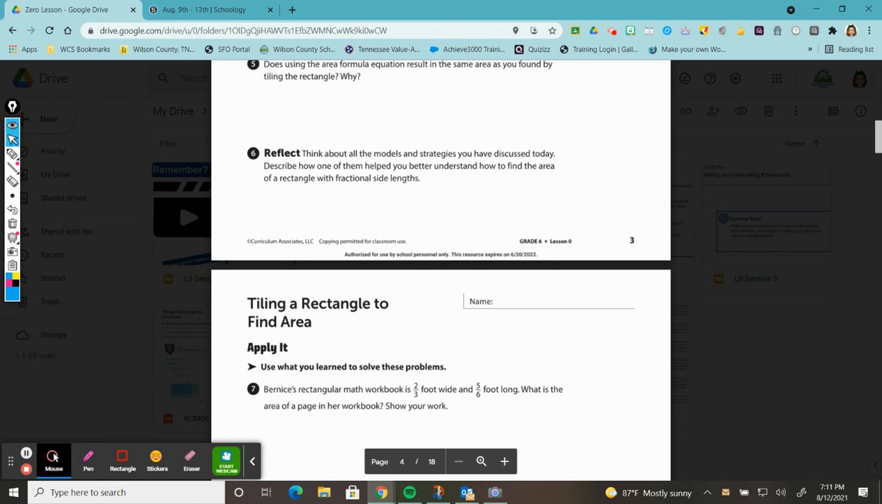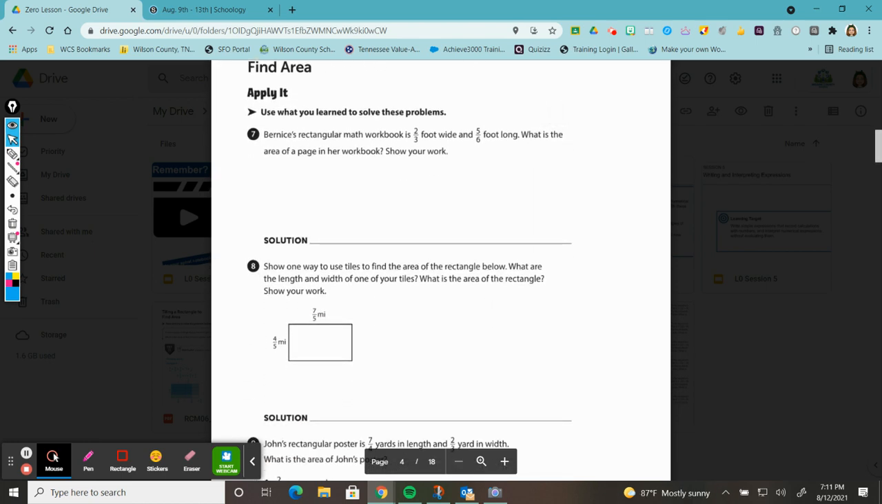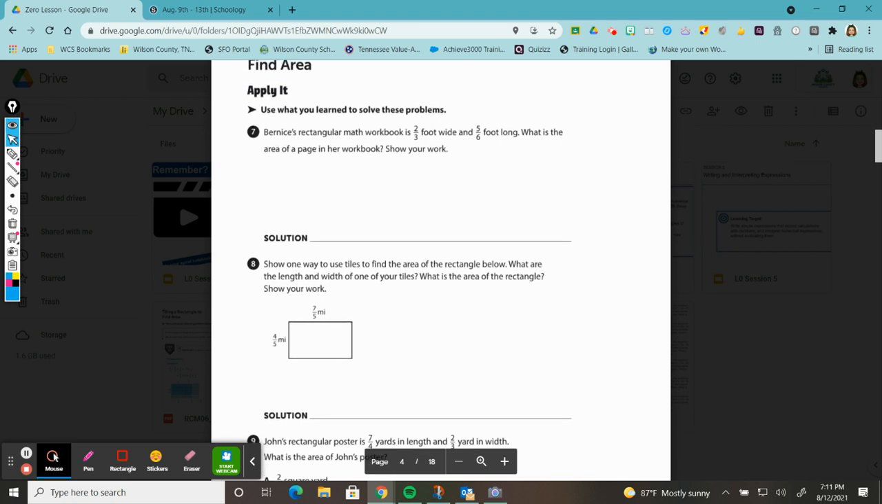Once you are done answering number 6, you're going to move on to the apply it. There are 2 problems that I want you to focus on on the apply it page, number 7 and number 8. And you are going to do those 2 apply it problems on your own. If you have questions or need help, again, please ask your parents to send me a message and I can Zoom with you to answer those questions. So you're going to do number 7 and number 8.